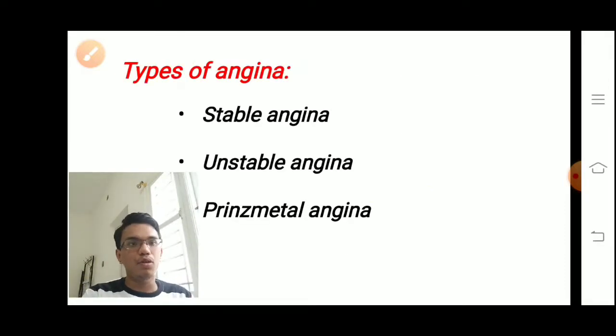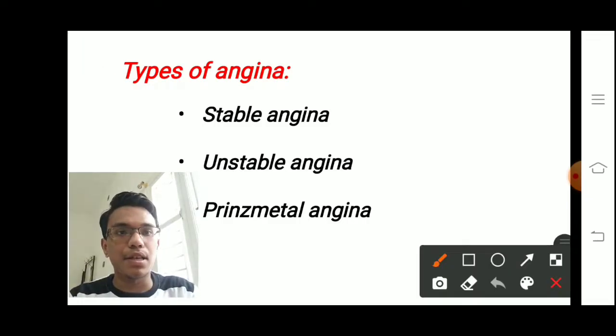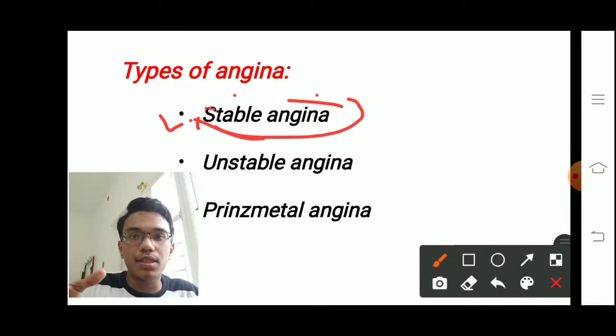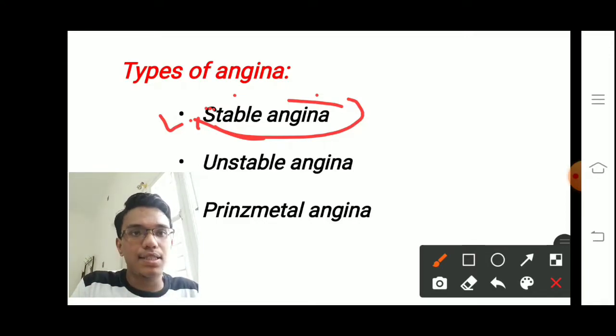So types of angina: one is the stable, the second is unstable, and the third one is the Prinzmetal angina. Here we had completed stable angina. We had learnt about its definition, its risk factors, the pathophysiology behind it, the clinical features, and a little bit of investigation like ECG and the treatment part. Now in this topic, we will discuss in detail unstable as well as Prinzmetal angina.